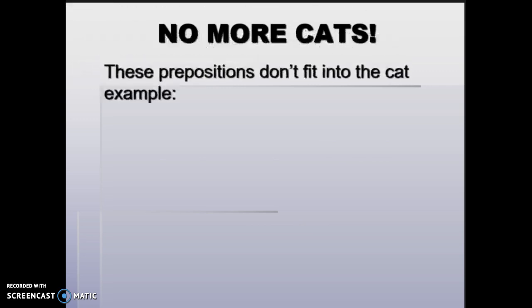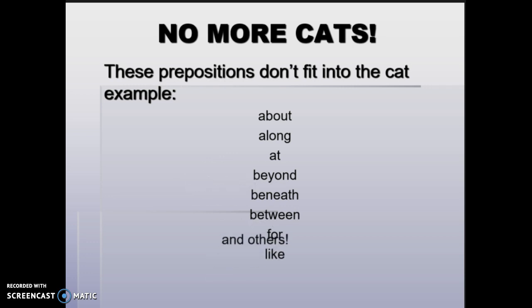Now, there are some prepositions that don't fit into the cat example, and you're just going to have to remember these. These are words like about, along, at, beyond, beneath, between, for, like, and so on. There are also many others. But the cat example, the airplane example, whatever one you were taught before, use that. Some of these will maybe fit in your example, but don't fit in the cat example.